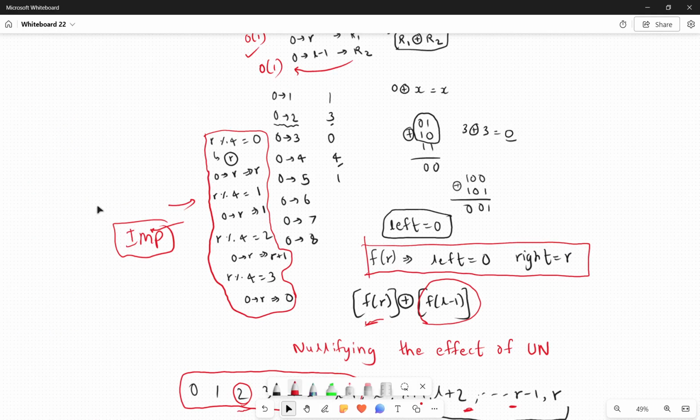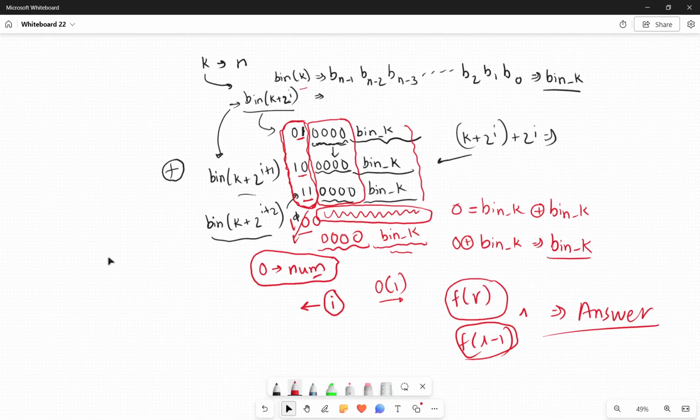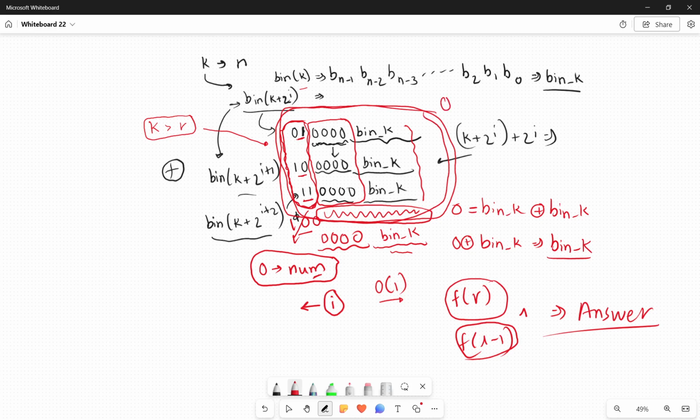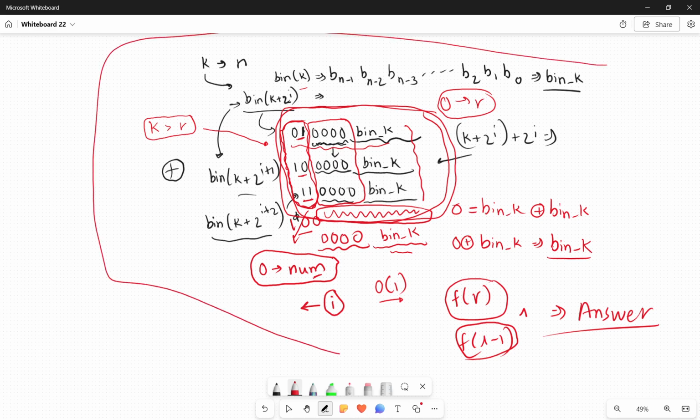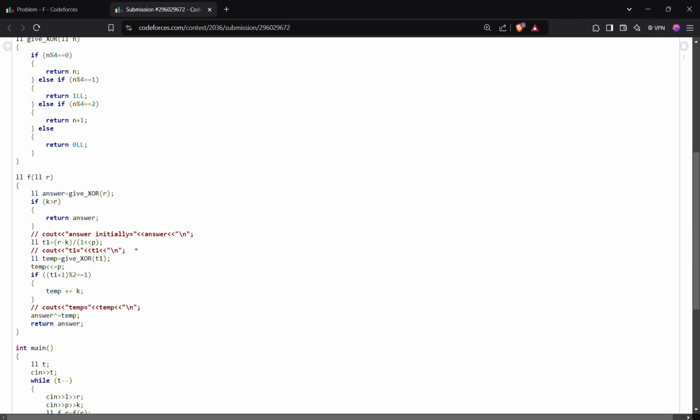there is no need to do this thing, right? Because all these elements are the uninteresting numbers from 0 to r, right? So if our first uninteresting number is k, but if k is greater than r, then this whole thing doesn't make any sense, right? So that is why we are just returning the answer.